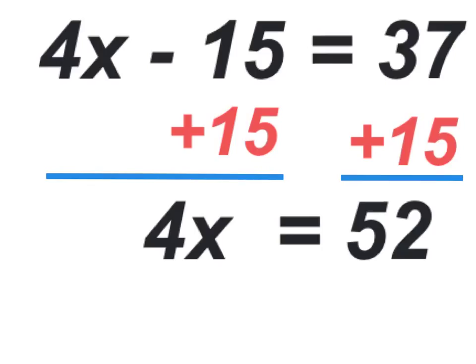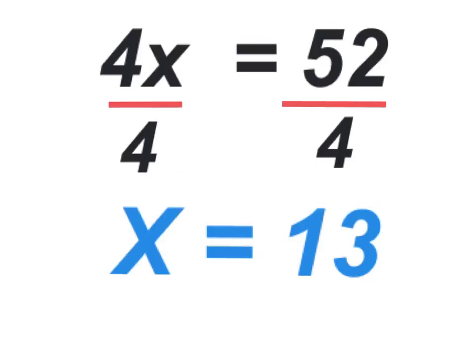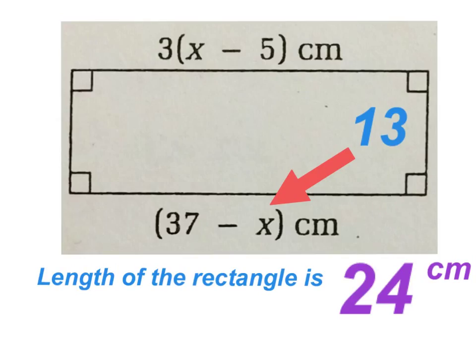Then last but not least, we have to get rid of the 4. This means times 4, so we divide both sides of the equal sign by 4, and doing so, the x value comes out to be 13. In this situation, we're not necessarily done. This may be the x value, but we go back to our rectangle, take the 13, and substitute it in to find the lengths of my rectangle.